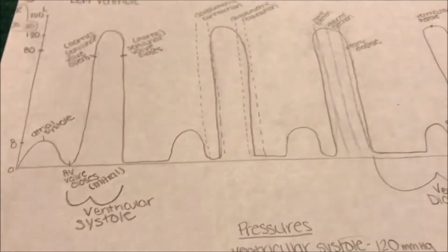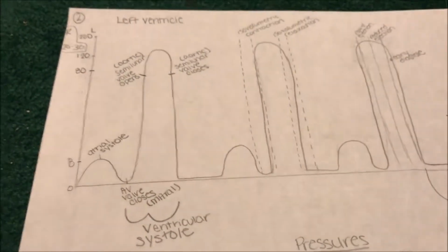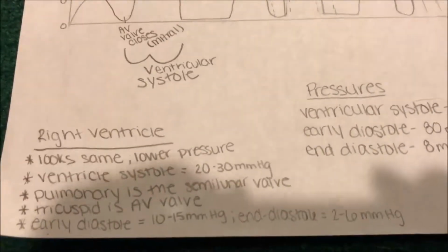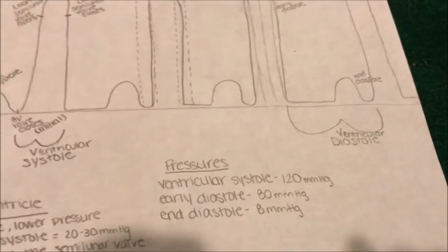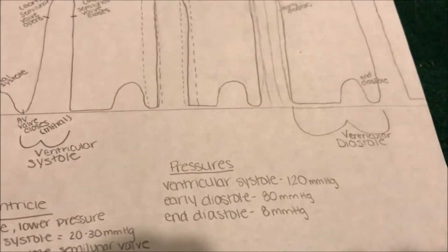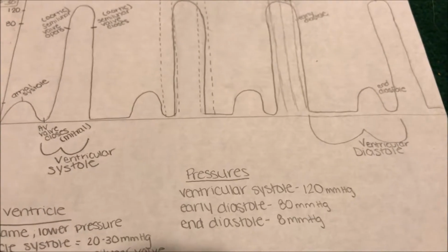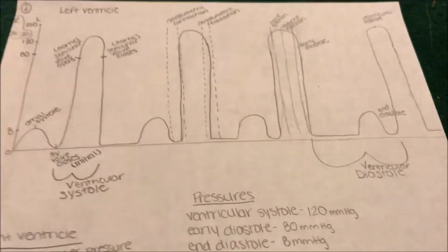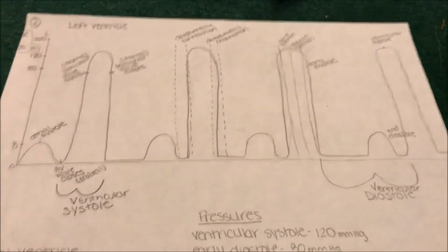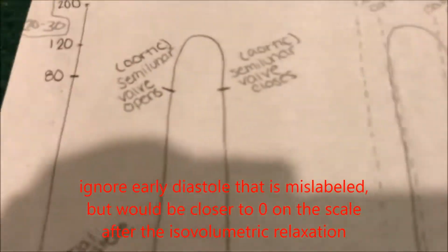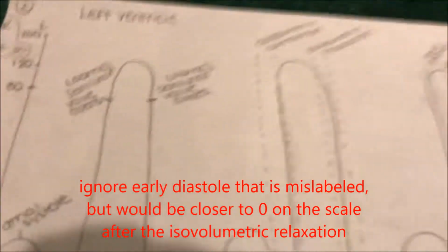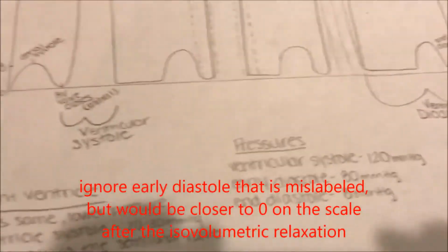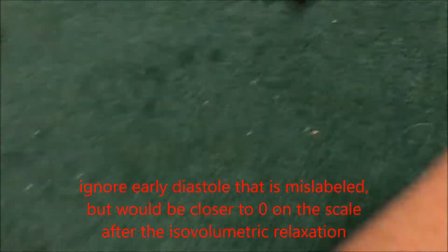So the difference between this, which is the left ventricle I basically drew with a scale from 0 to 200, the right ventricle looks the same but lower pressure. Ventricular systole for the left ventricle is normally about 120, and the typical range is 100 to 140. I have them at 120. If we look, you can see it lines up about 120. Maybe my scale's not that great, but about 120. And then end diastolic should be about 8.